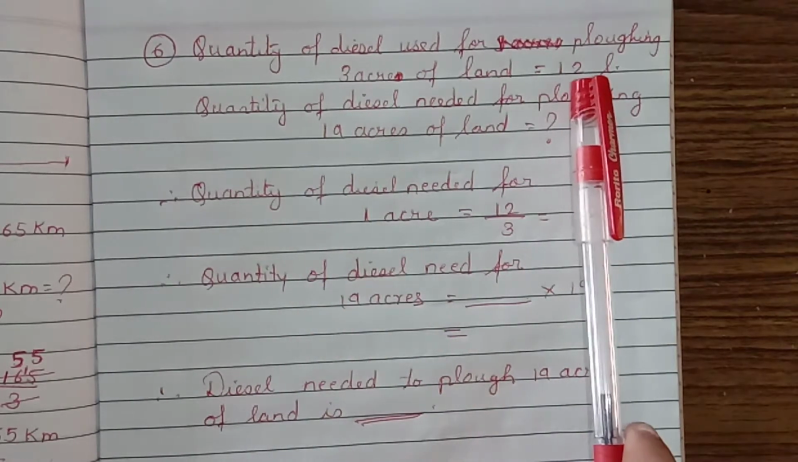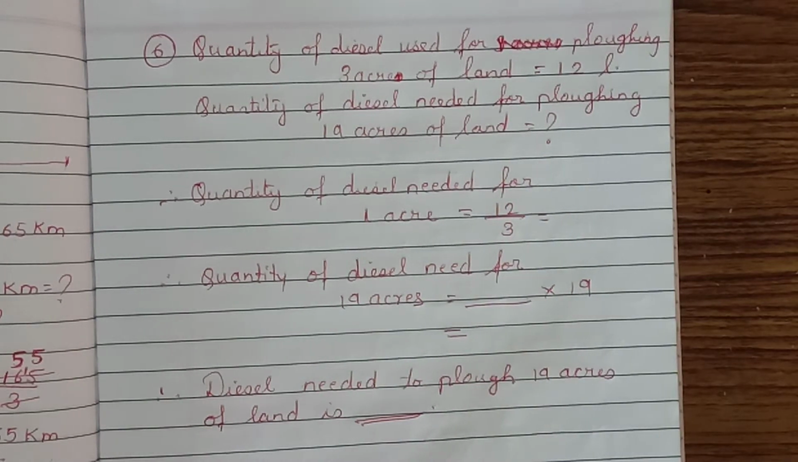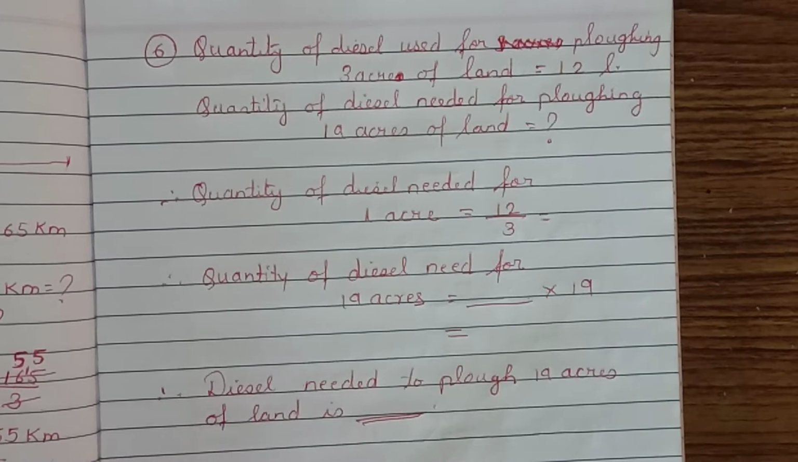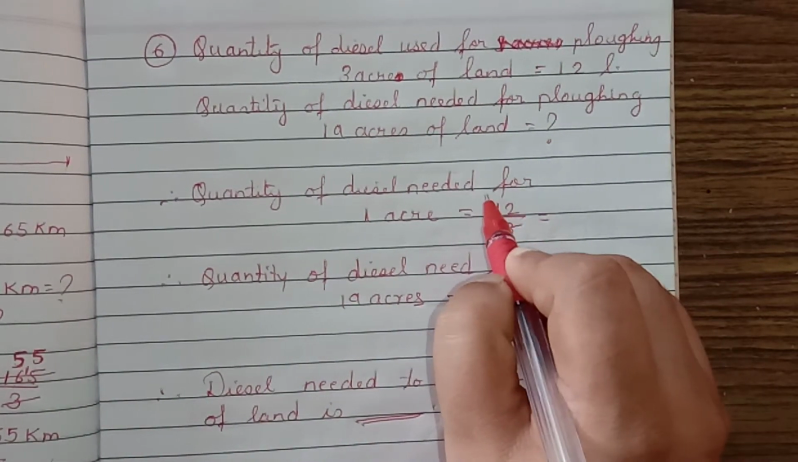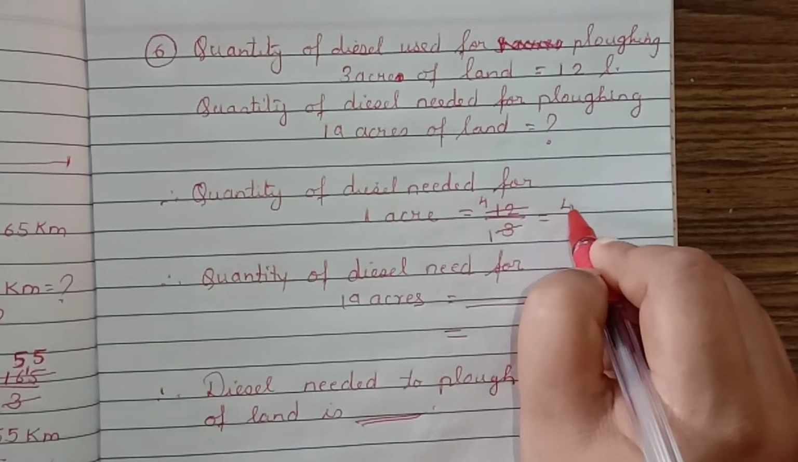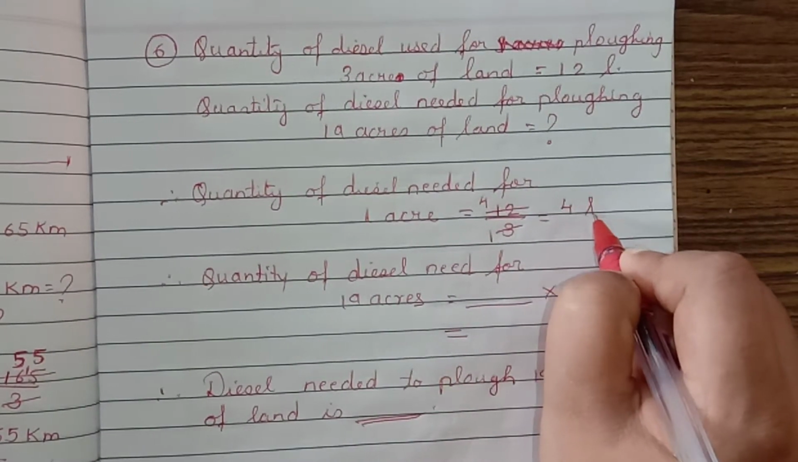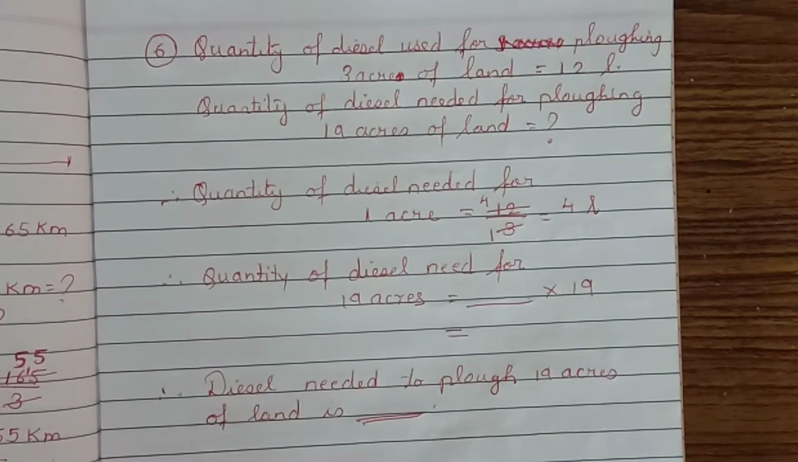From the given, we will divide 12 by 3. So 12 divided by 3 will be 4 liters, because both numbers come in the 3's table. 3 1s are 3, 3 4s are 12. 4 upon 1 is nothing but 4, and the unit will be liter because it is quantity.